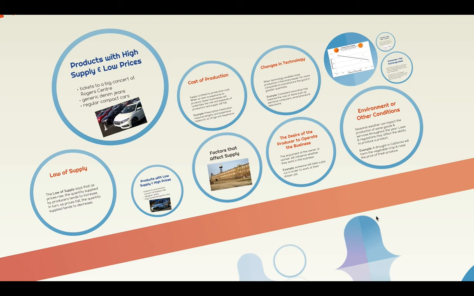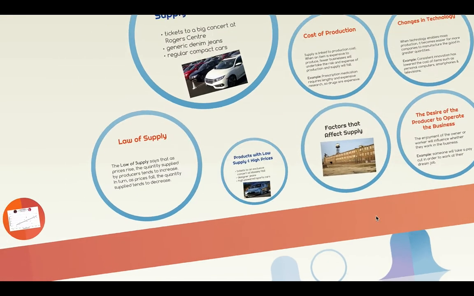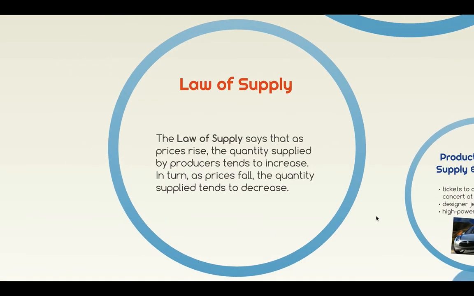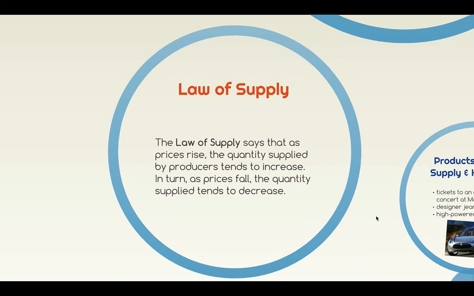So then the other half of the equation, which is why I use the scale presentation, is supply. Because supply and demand, that's how they get the price that works together. So the law of supply, again, this is on your economics exam. The law of supply states that as prices rise, the quantity supplied by producers increases. In turn, as prices fall, the quantity supplied will decrease, hence the negative slope.